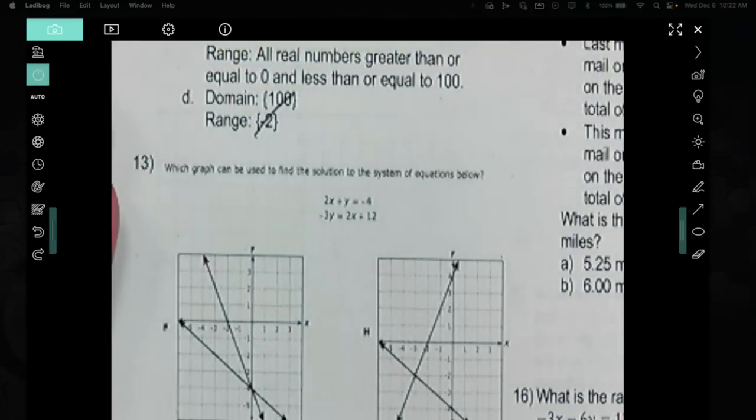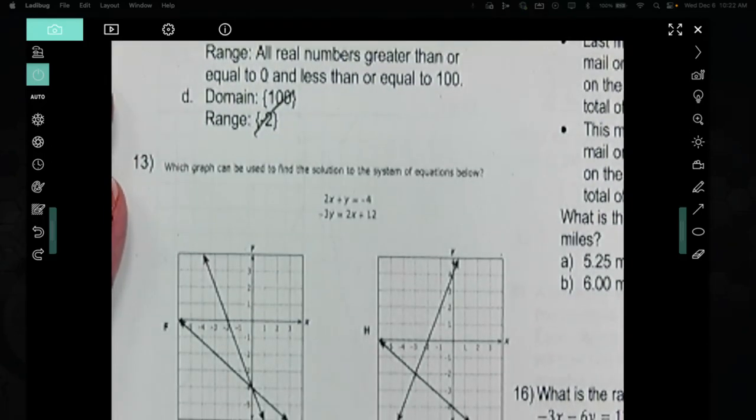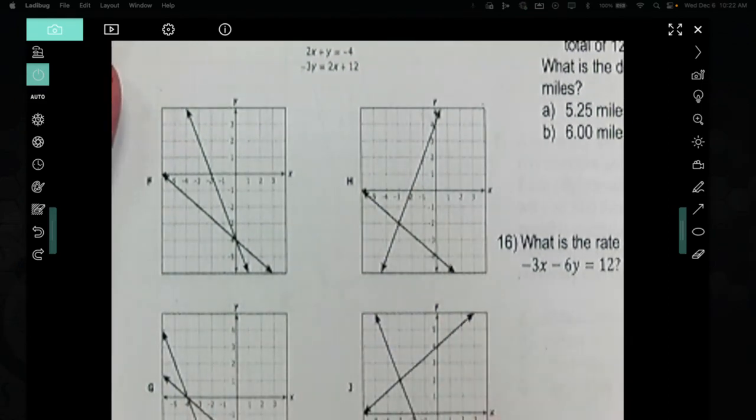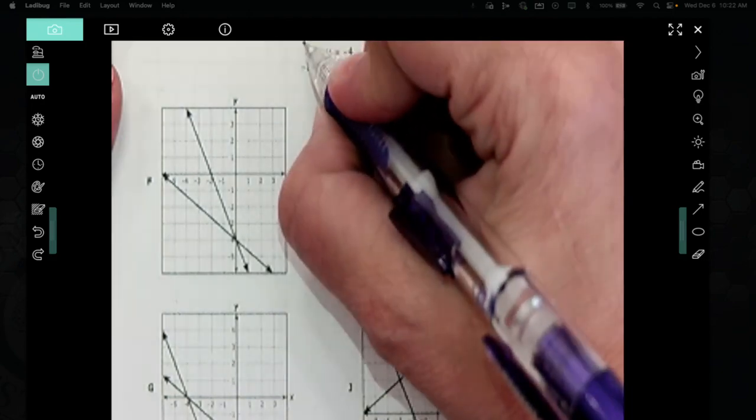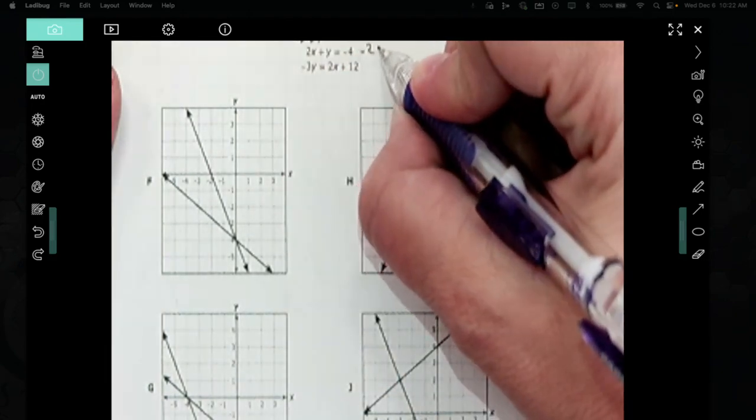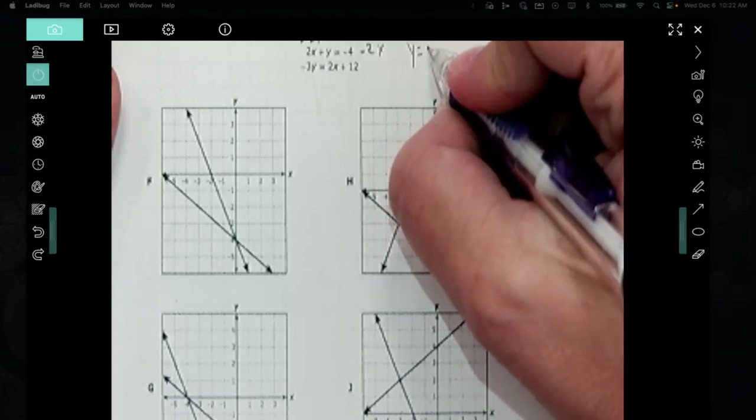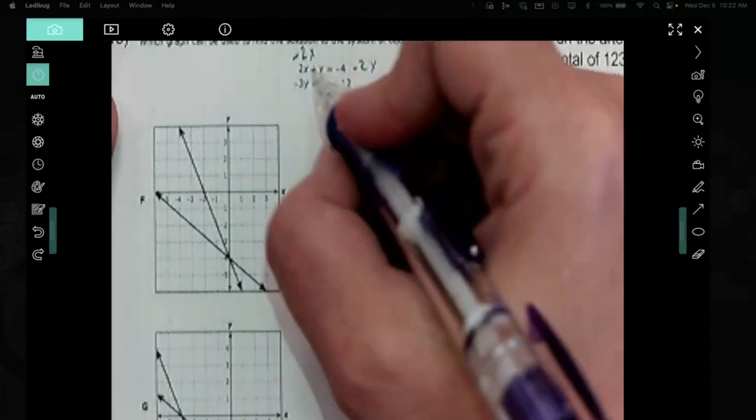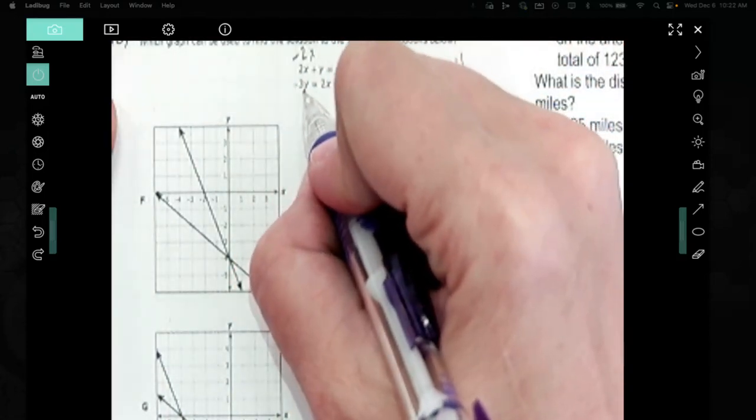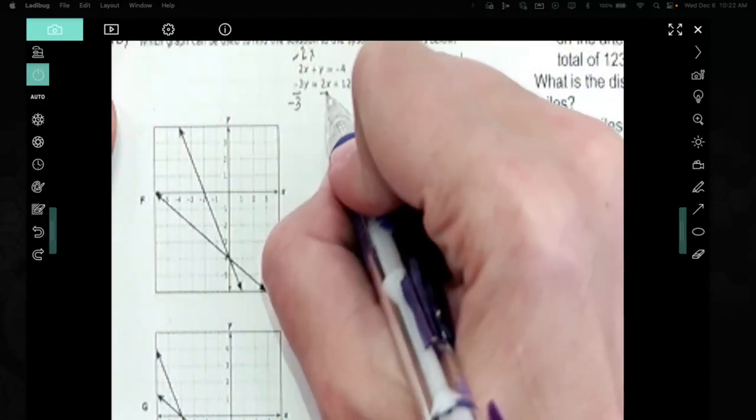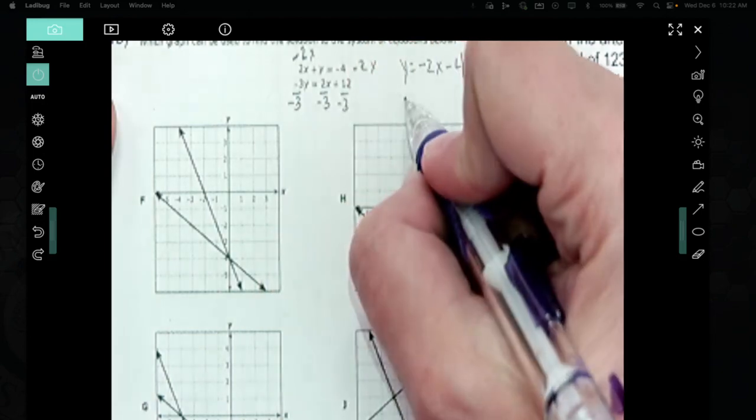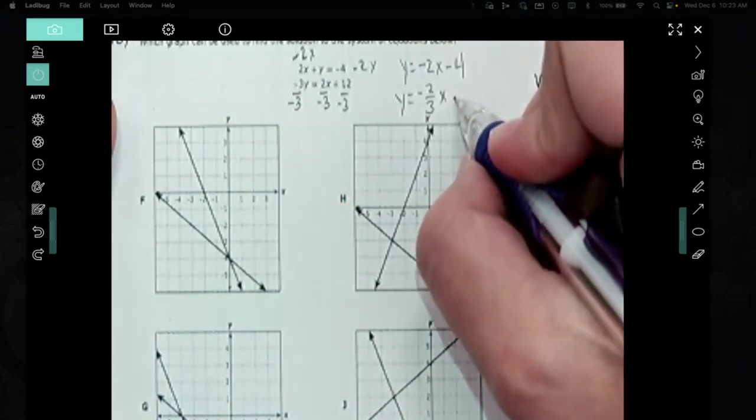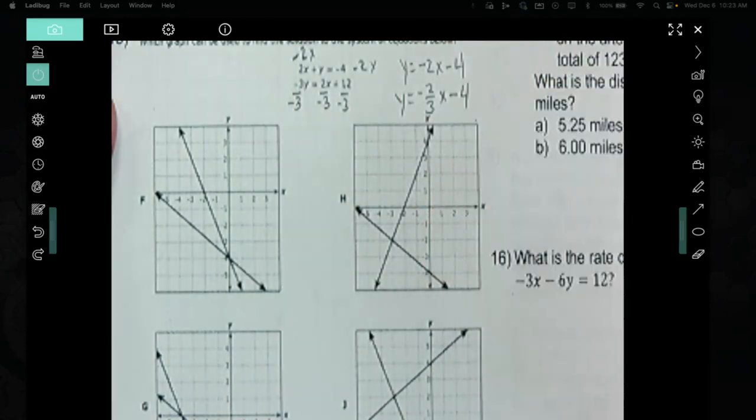Which graph can be used to find the solution to the system? Okay, you can do a couple of different things here. If you want, you can change these to y equals, and put it in the graph to see which one matches. So I'm going to minus my 2x. I get y equals -2x minus 4. Over here, this is already almost y equals. I need to divide everything by the -3. So y equals -2/3 x. A negative divided by a positive is a negative.